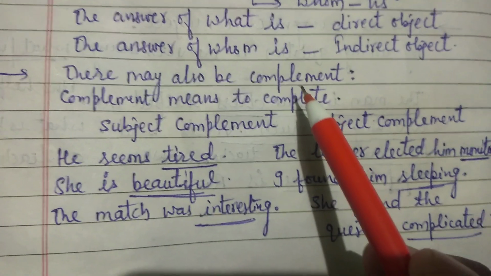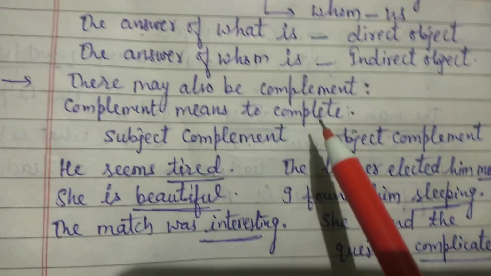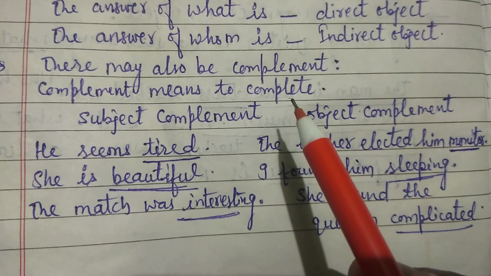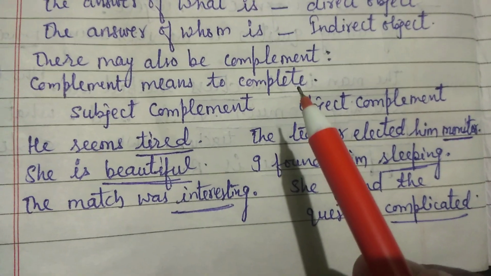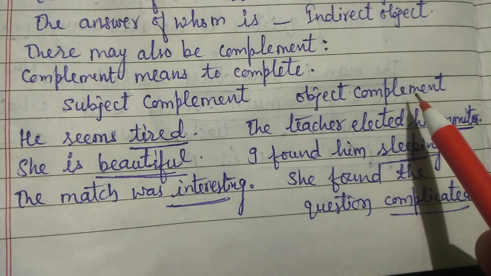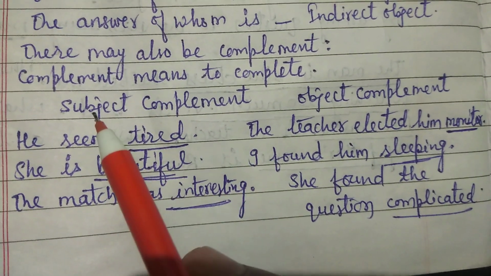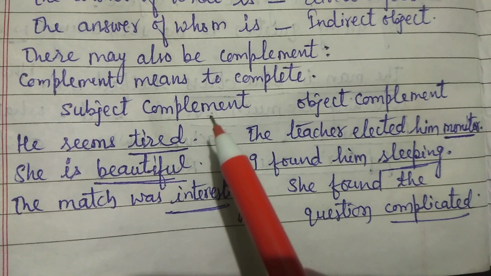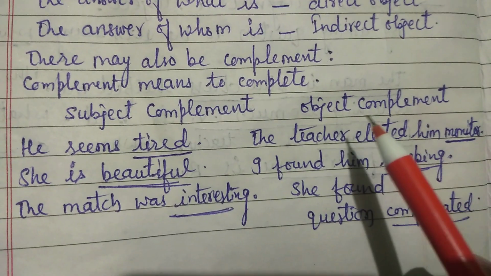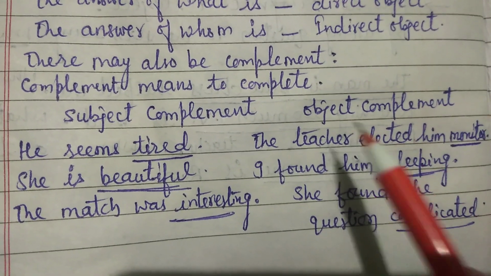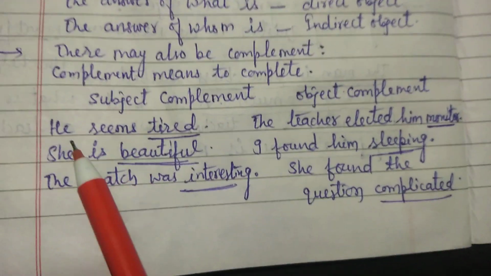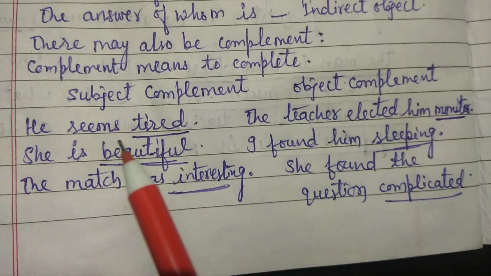There may also be a complement. Complement means to complete. That means the words that are needed to have a complete meaning of the given expression. Subject complement and object complement. Subject complement means when there are words that are telling us about the subject, that are completing the meaning of the subject, it is called subject complement. And when there is any word that is completing the meaning of an object, that is object complement.